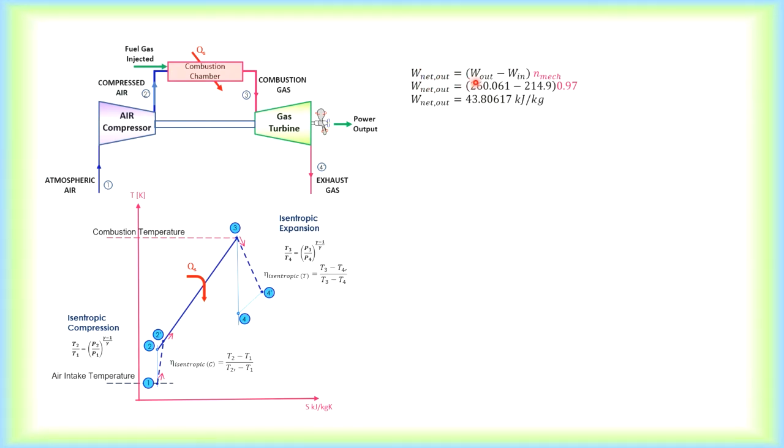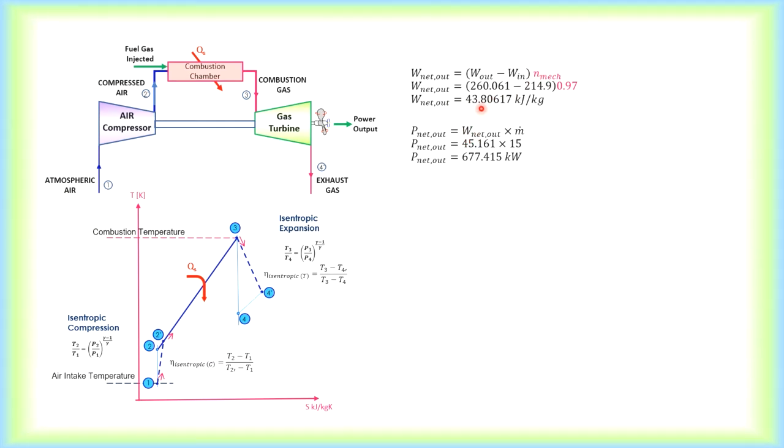So to find out the net work out, we take work out minus work in. Now, since the mechanical efficiency is being introduced, earlier we considered it as 100% perfect. Now, since they have given us 97% mechanical efficiency, that means there will be 3% loss due to friction. So we only take 97% of your net work out. Okay, so that will give you 43.8 kilojoules per kg. That is the actual net work out after taking mechanical efficiency into account.